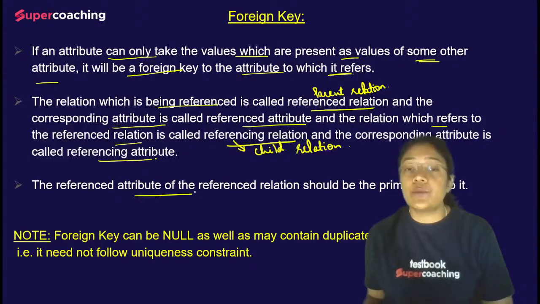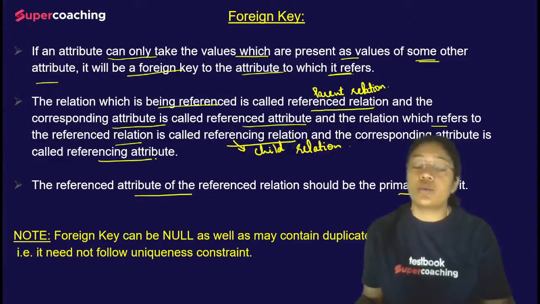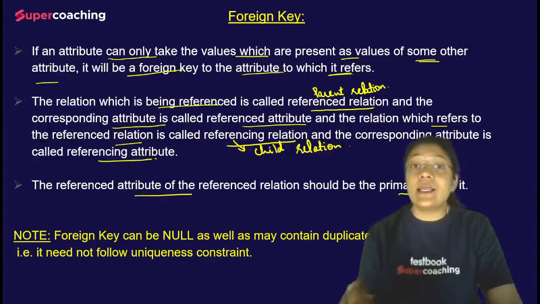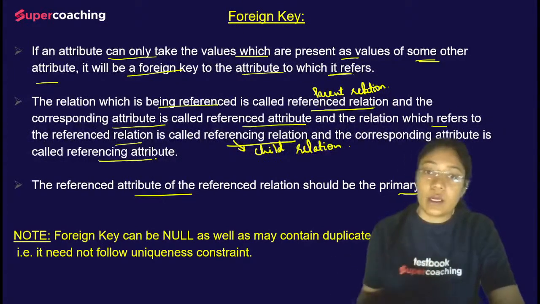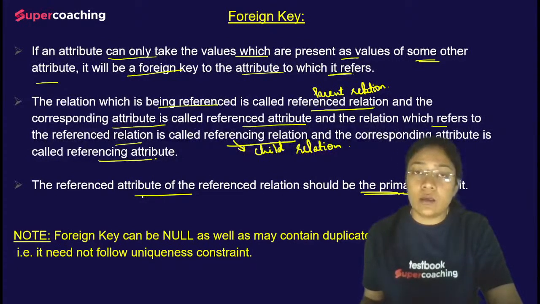The referenced attribute of the referenced relation should be the primary key of it. So we have already discussed that in the student table SID is the primary key. तो जिसको refer करें that should be the primary key. So you can expect a 1 mark question on the basis of this property. Okay, just take care of this.